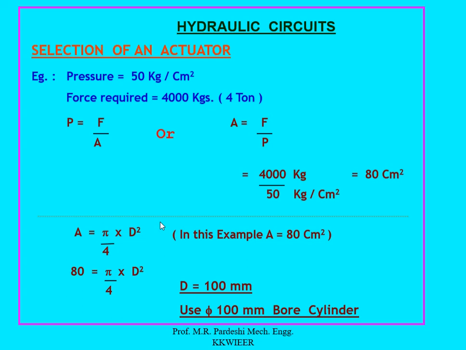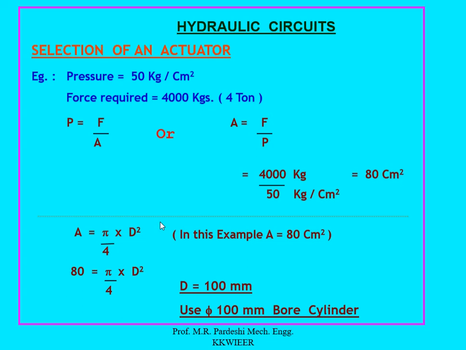So while putting in the area, that is 80 centimeter square, we can easily find out the diameter of the piston, that is 100 mm. So 100 mm is the bore diameter. We will get that 100 mm diameter of piston, which needs to be selected from the manufacturer's catalog.